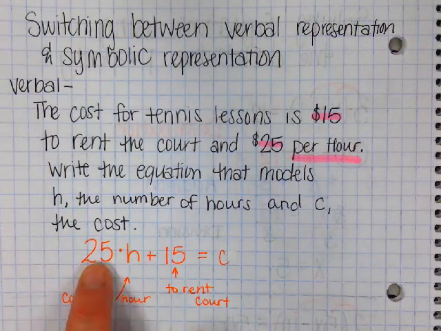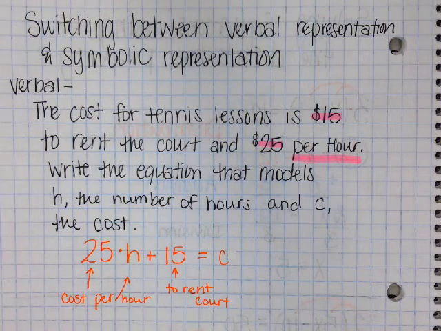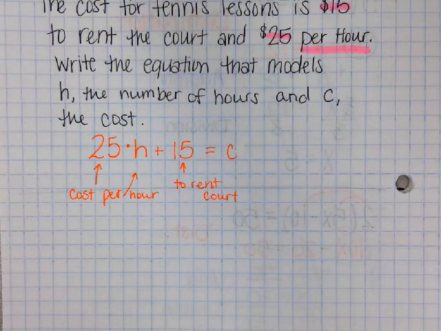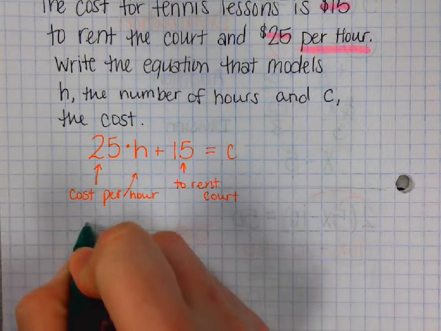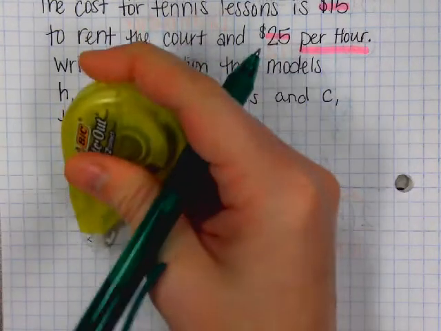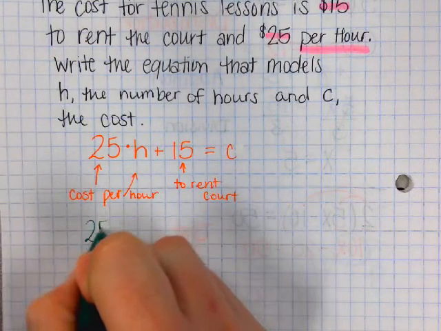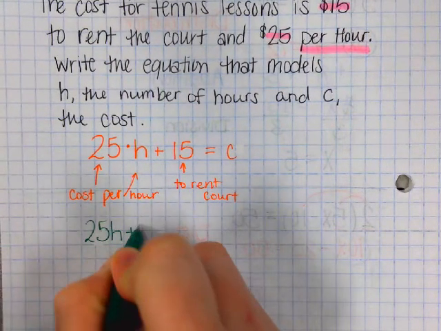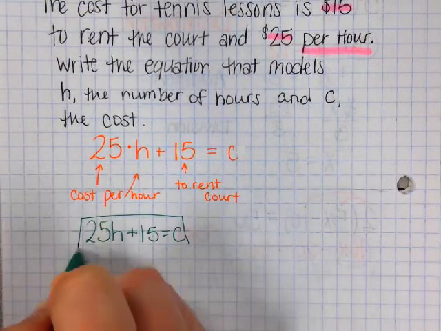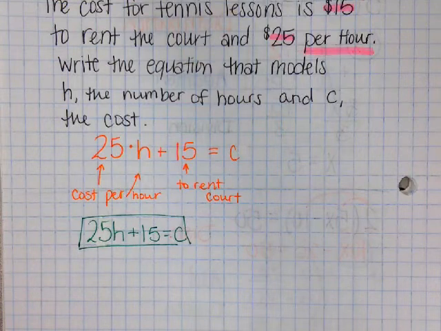Remember, you are not going to be seeing 25 times H. On the quiz, it was okay if you used times, but we are going to be moving away from that because we need to start writing out our math equations more properly, the way you are going to see it on tests and everything. So it would be 25, oops, I forgot, I was trying to write 25H. So 25H plus 15 equals C. That would be our final equation.